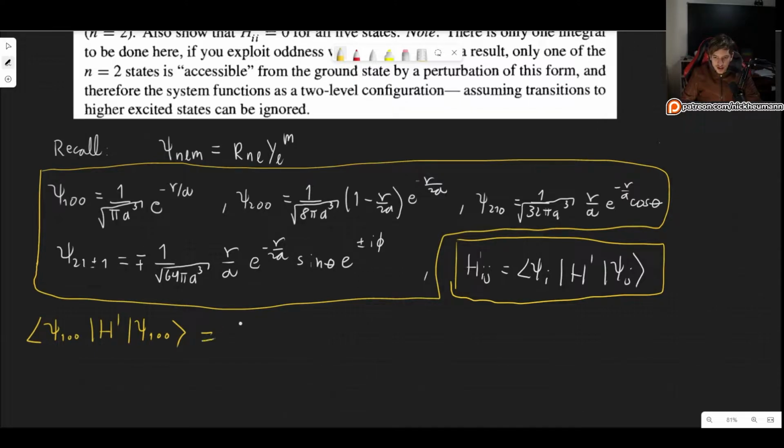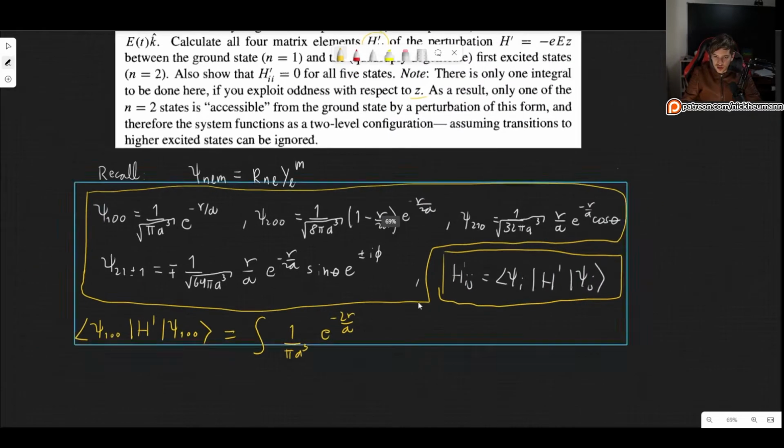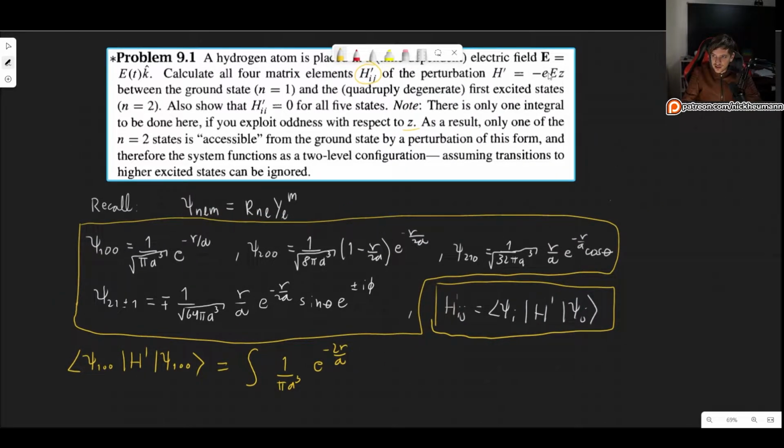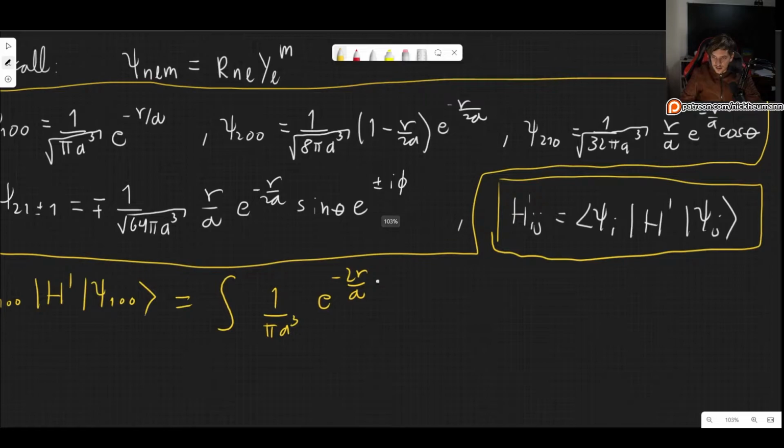This thing right here means that we take the integral over all of space, and then we have what is inside. So we will have this thing squared. So we have 1 over pi a cubed e to the minus 2r over a. And then we have our perturbation, which is minus e E z. So we have minus e E z, and we have to choose our coordinates.